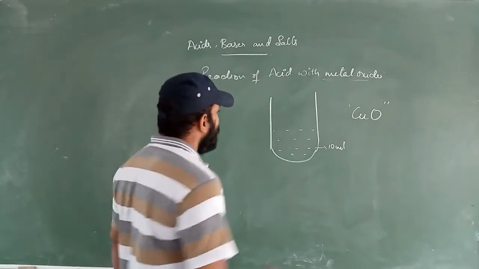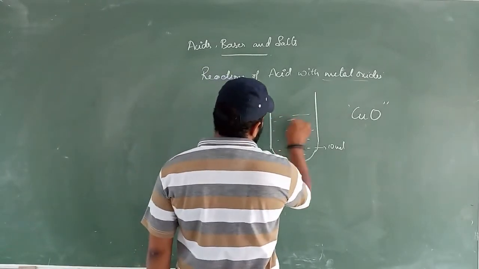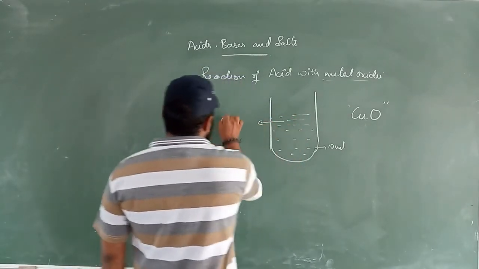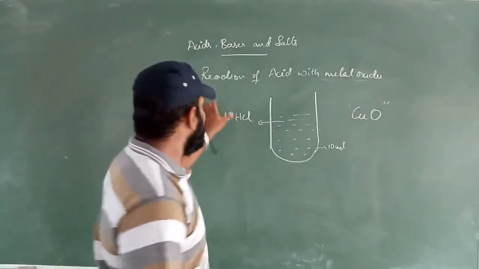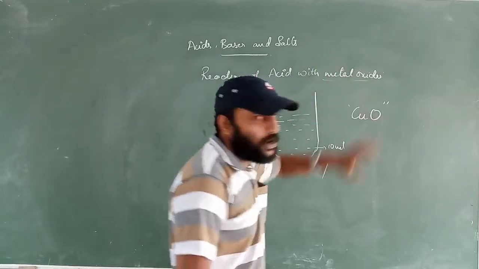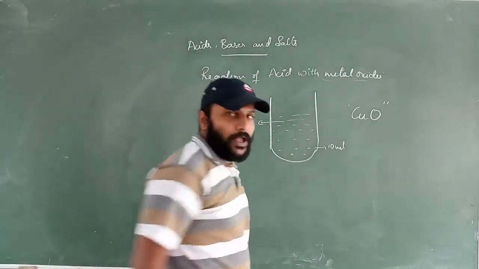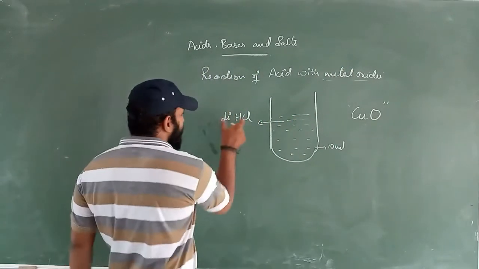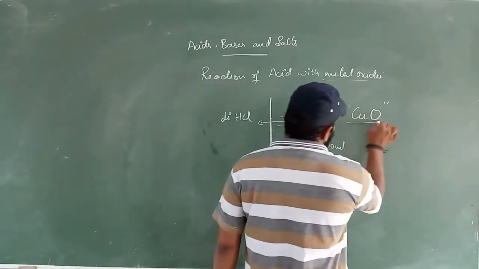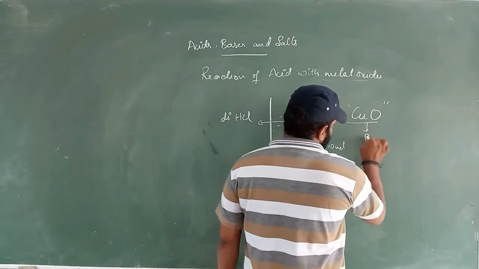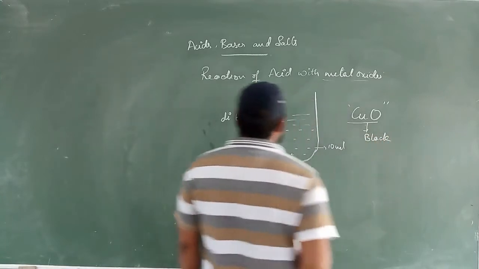Now what I will do? I will add some amount of dilute HCl. Why have I added dilute HCl? Because we are seeing the reaction of acid with metal oxide. So I have taken the metal oxide, and now I require one acid, so I have taken dilute HCl. One more important point: the color of copper oxide is black.